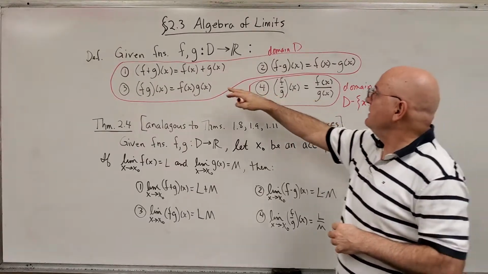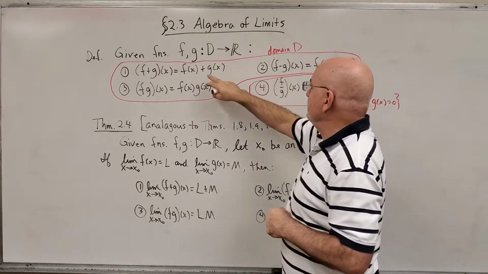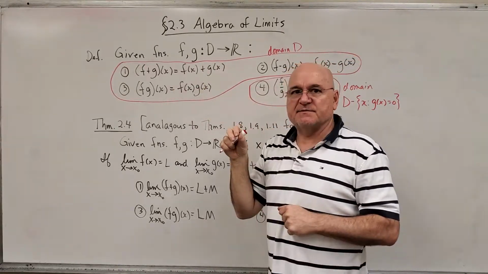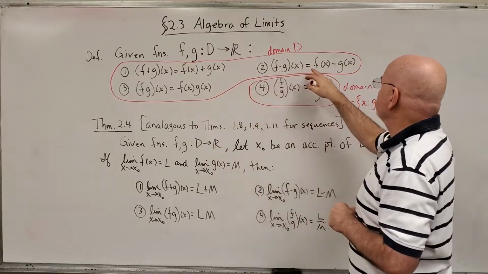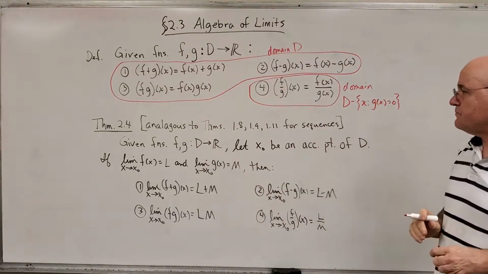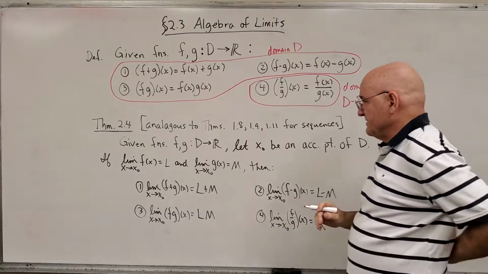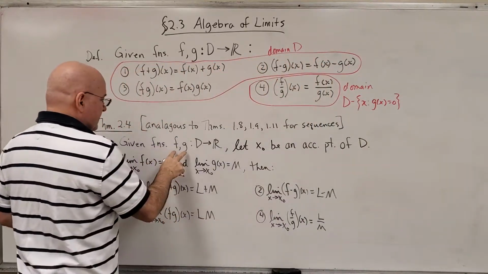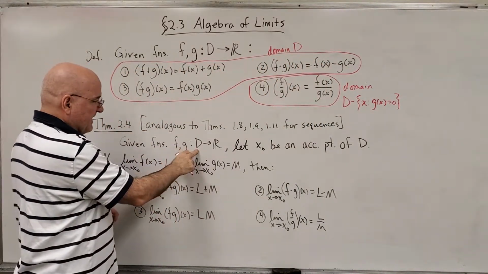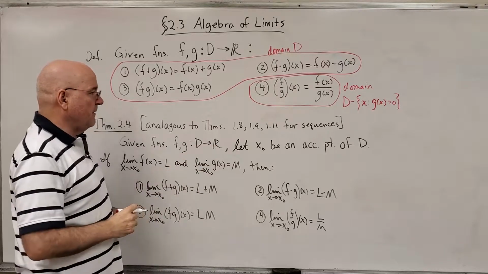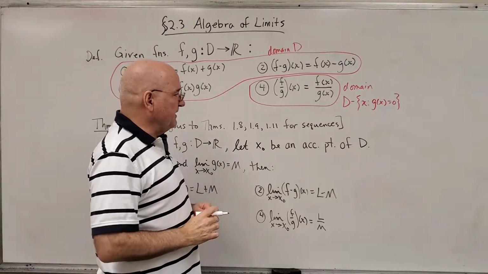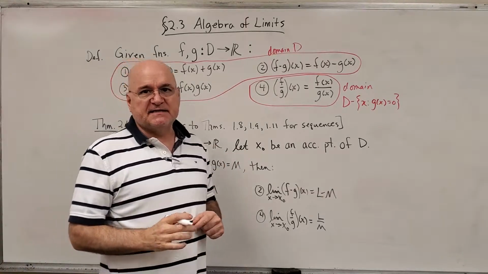Because after all, to get from here to here, you could simply multiply the function g of x times -1, and you would end up exactly with this. So Theorem 2.4 says, same setup. We've got the same two functions, f and g, domain capital D and going into R. And we need to let x be an accumulation point of the set D, the domain D.